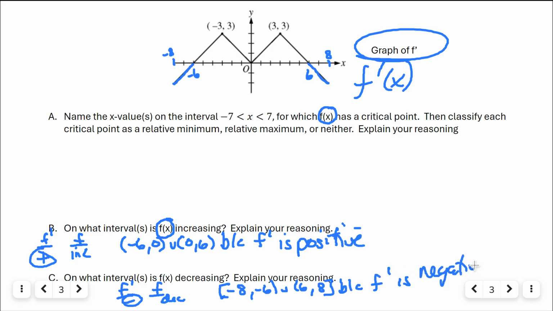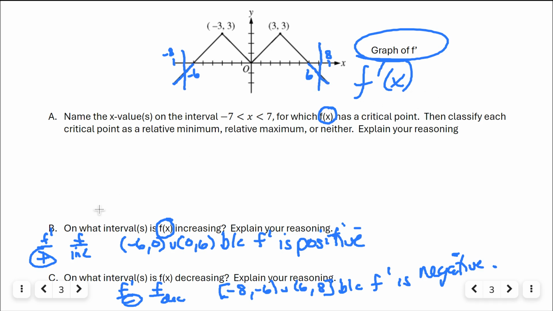That's it. That's my answer. All right, now let's go back up to A. Name the x value or values on the interval -7 to 7. Okay, -7 to 7. So that would be from there to there, for which f has a critical point.